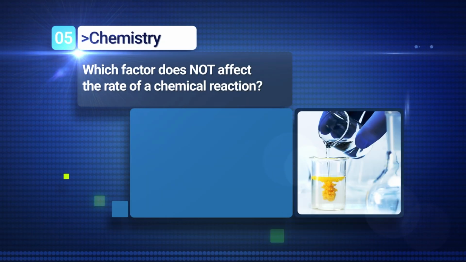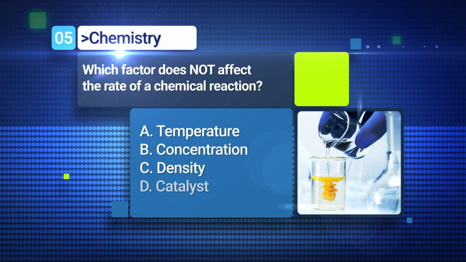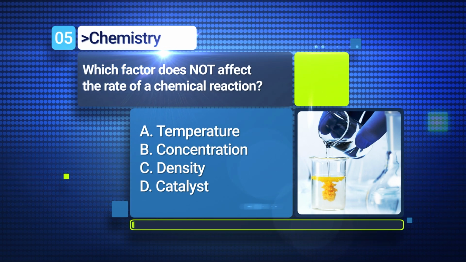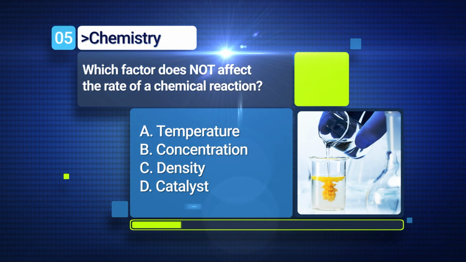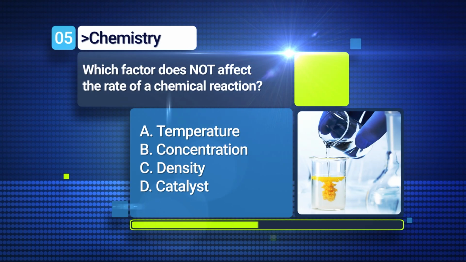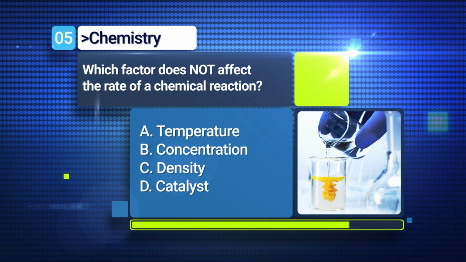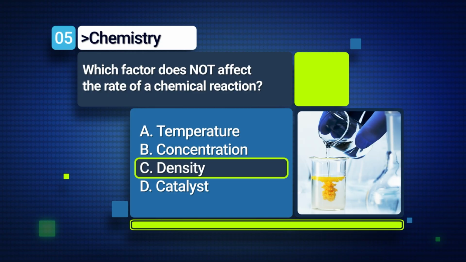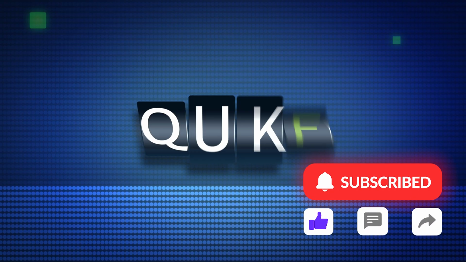Question 5. Which factor does not affect the rate of a chemical reaction? A. Temperature, B. Concentration, C. Density, or D. Catalyst? The answer is C. Density. Thanks for playing. How many did you get right?